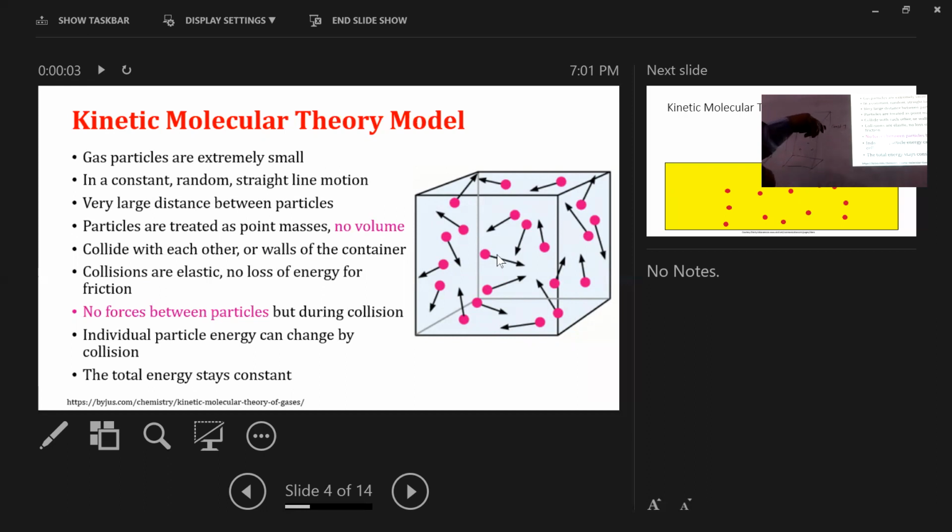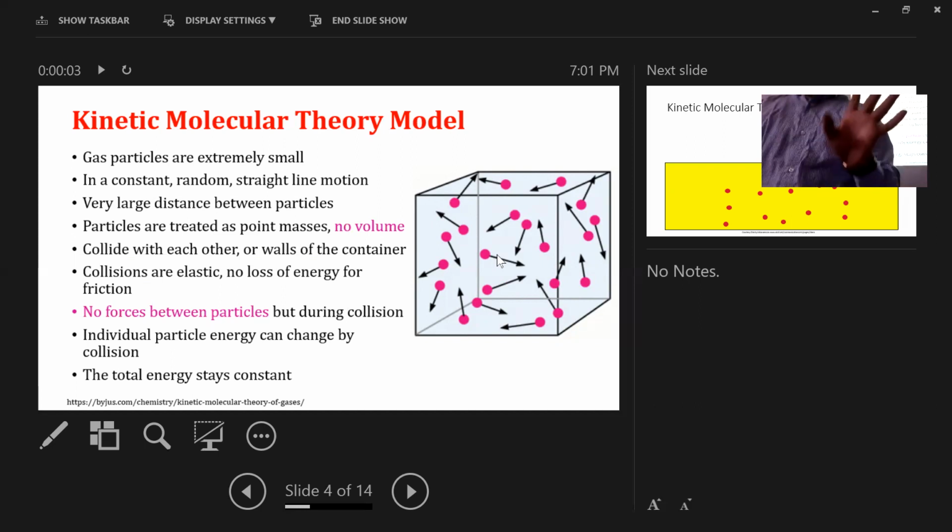Then they collide with each other or with the walls of the container. One molecule can collide with another molecule, or even this molecule can collide with this one, or the molecule can collide with the wall. Okay, collisions are elastic.